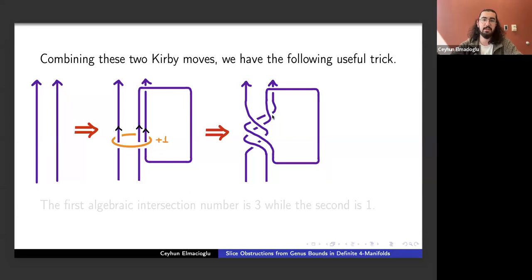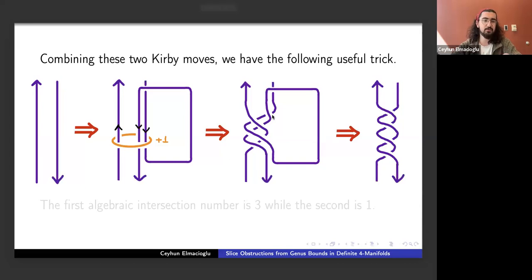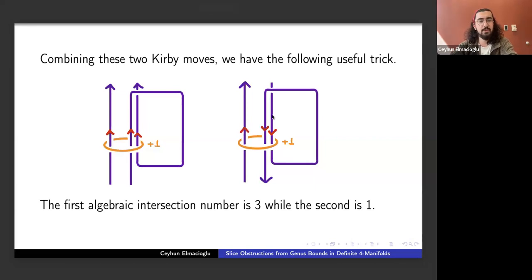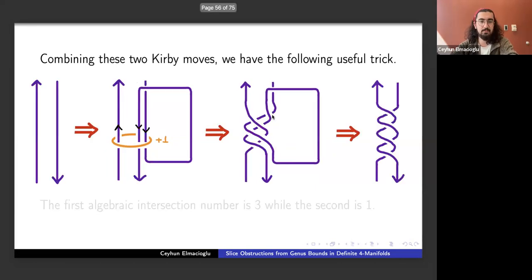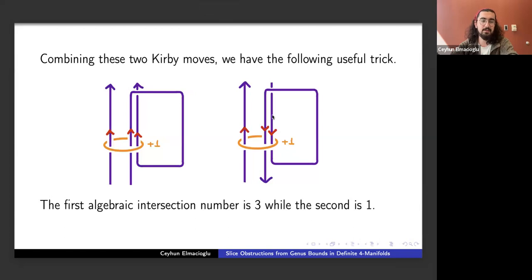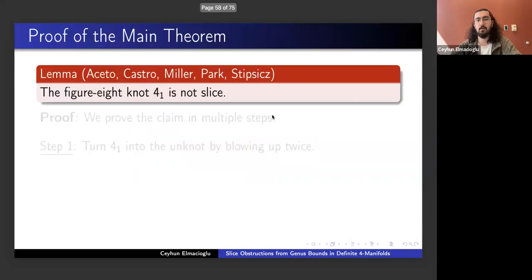And when you isotope, meaning when you deform these 2 strands, it turns out that at the end you get 2 full negative twists. So we started with no twists, we blew up, we isotoped, and we got 2 full negative twists. If you change the orientation of the second strand, then when you look at the blowing up pictures, like the second picture here, the algebraic intersection number of the strands with CP2 is 3 for the first one, and for the second one, it's 1. We will come back to this. This will be useful.